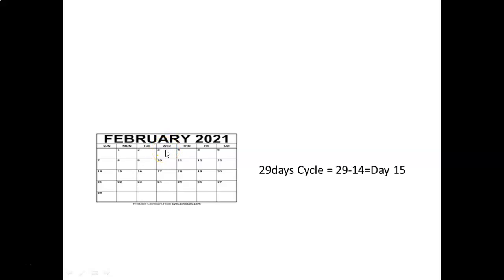So we want to count 15 days from this 3rd of February to know the day you ovulate. So that will be 1, 2, 3, 4, 5, 6, 7, 8, 9, 10, 11, 12, 13, 14, 15. So that brings us to the 18th of February. So, all things being equal, you are going to ovulate on the 18th of February. That is the day the egg is being released. And so now, we already know your ovulation.